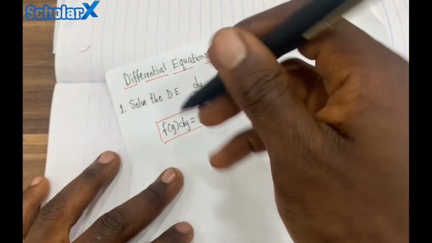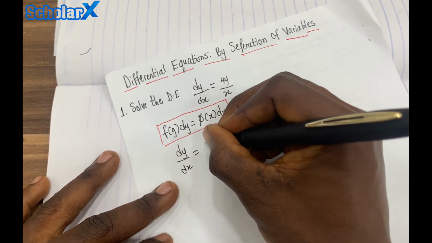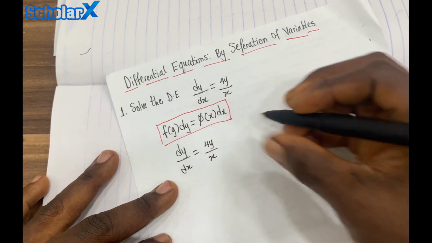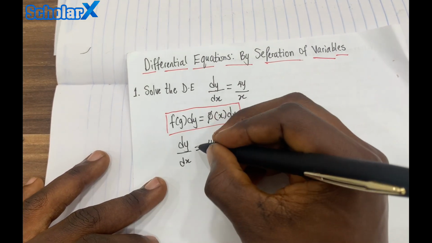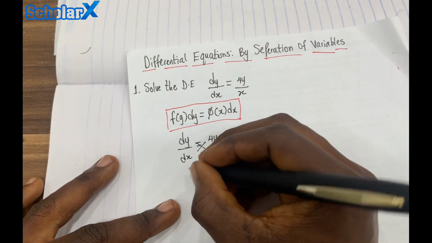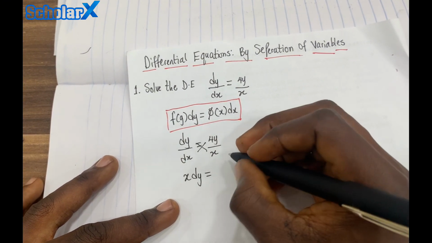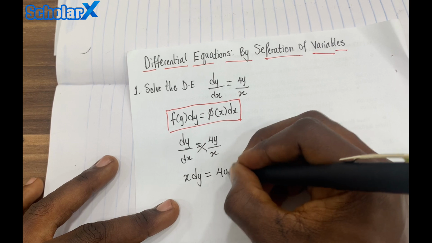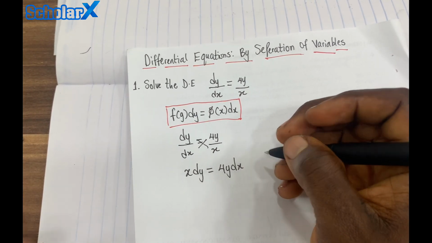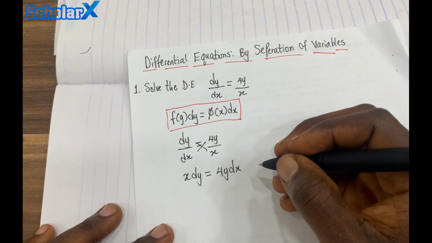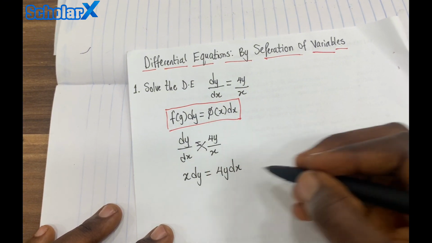You write this again, because you have dy/dx equals 4y over x. Now, I can decide to cross multiply. If I cross multiply, I'm going to have x dy equals 4y dx. All right, this is what I am going to have: x dy equals 4y dx. Now, what's the next thing?